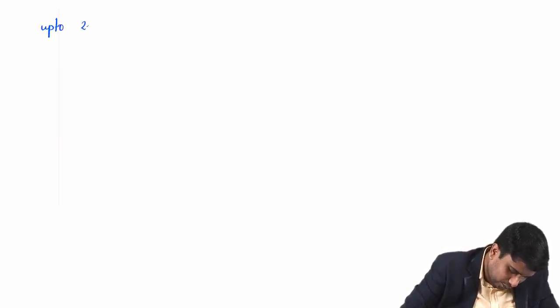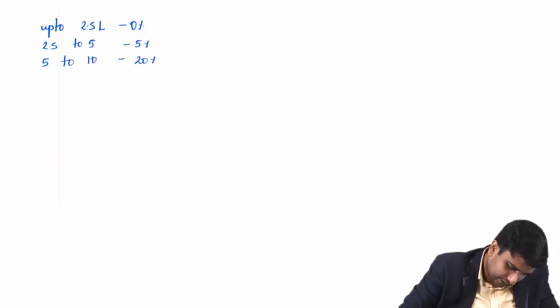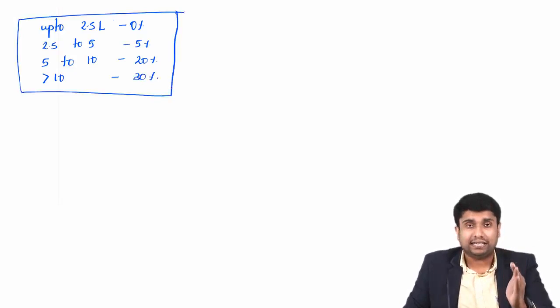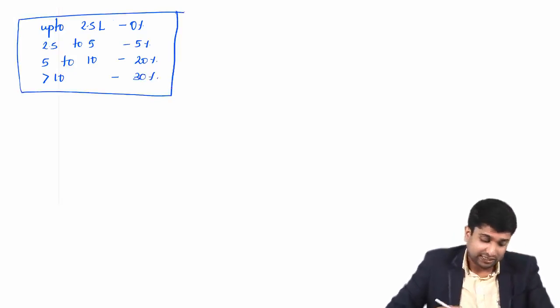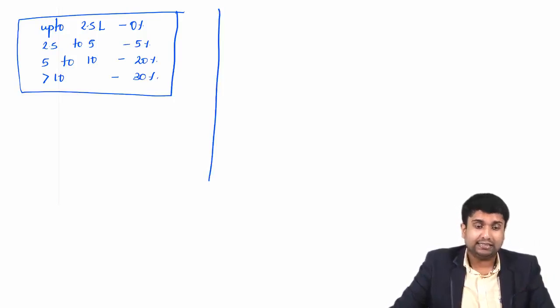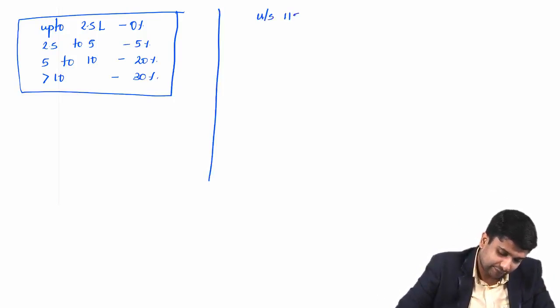So, very simple, we have discussed the basic set of taxes, that is up to 2.5 lakh 0%, then 2.5 to 5 lakh 5%, then from 5 to 10 lakh 20%, and above 10 lakh 30%. This is the normal slab rate. Subject to certain conditions, there is another set of slab rates. That's what the Act says. And what is this other set of slab rates? That is what is mentioned under section 115BAC of the Income Tax Act 1961.